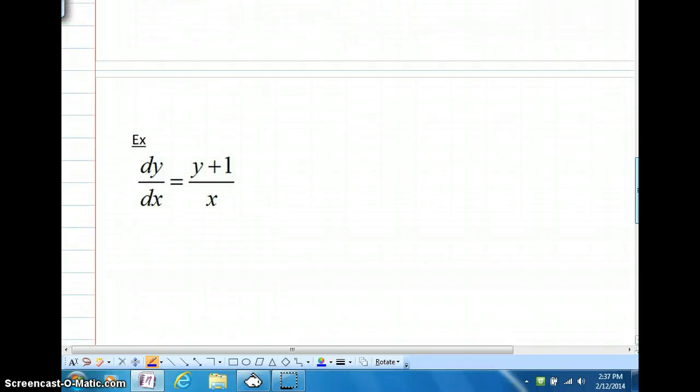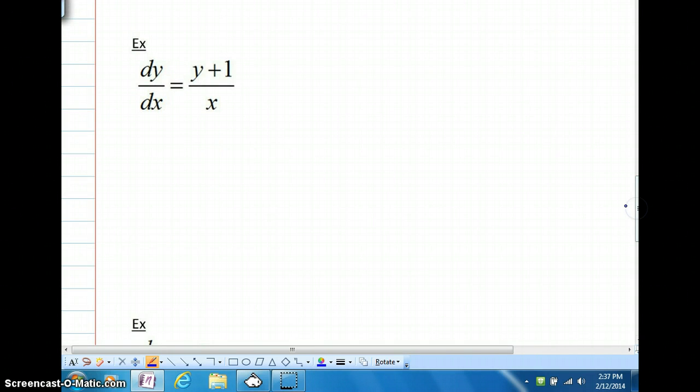For example, let's take a look at this problem right here. dy dx equals y plus 1 all over x. Tell you what, I'm going to simultaneously divide both sides by y plus 1 and also multiply both sides by dx. And I hope very quickly we see this is what we have. Oh, this is a great problem, fantastic problem.